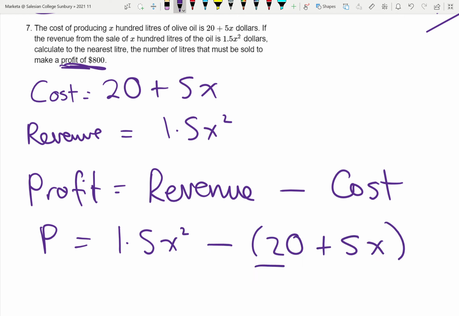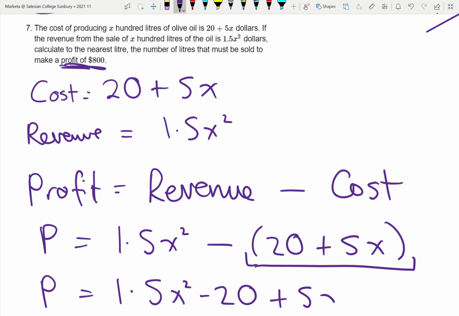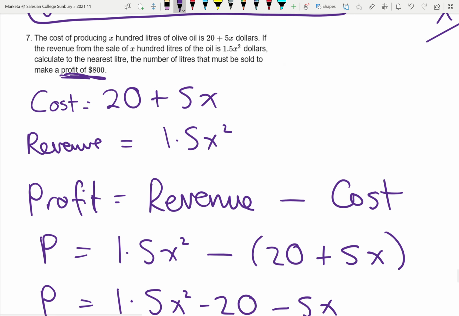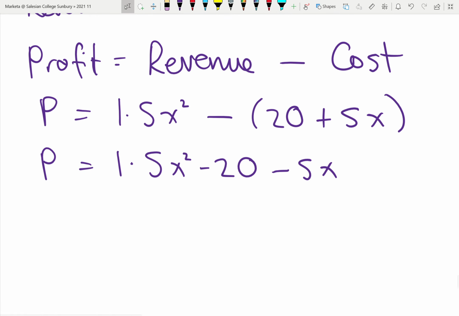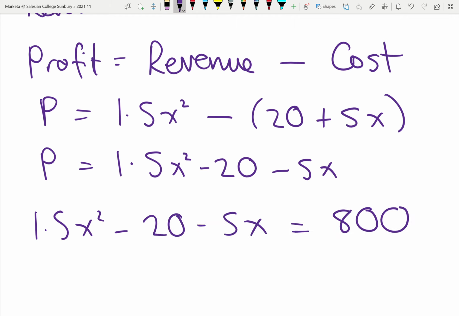Now notice I put this in brackets because we need to subtract the whole thing. So the profit is not 1.5x squared minus 20 plus 5x. No, it's minus 5x because I need to minus this and I need to minus this. So that's why we have that as our equation. So we want a profit of $800. So 1.5x squared minus 20 minus 5x equals 800. And then again, we can solve this on CAS.